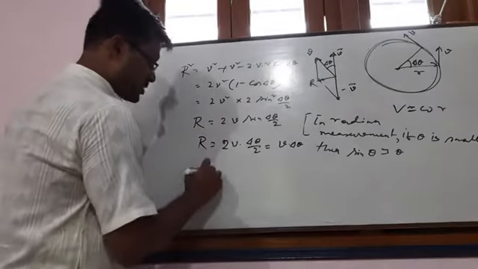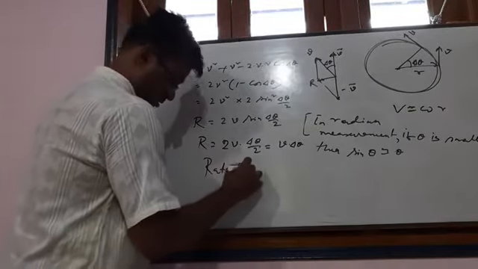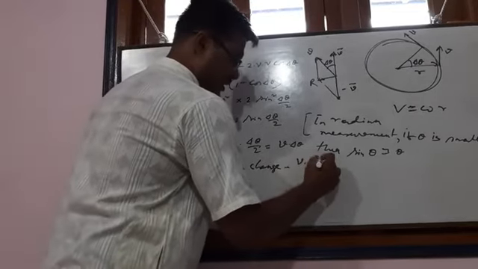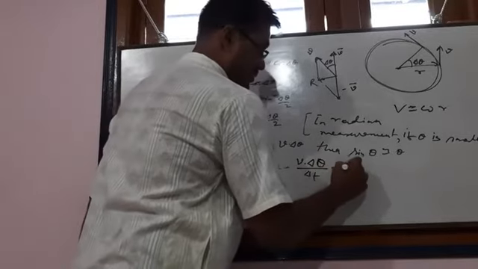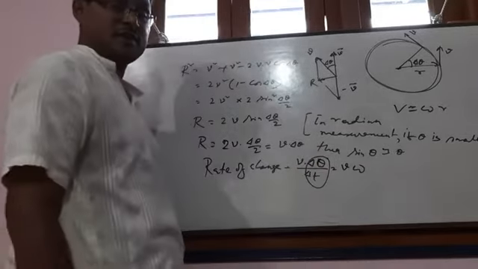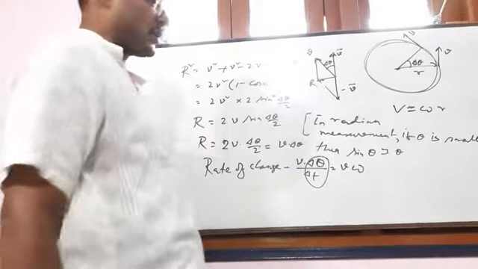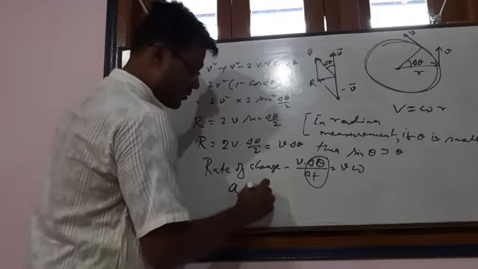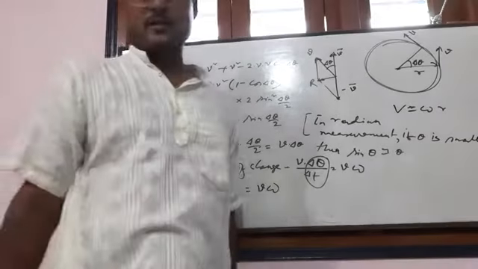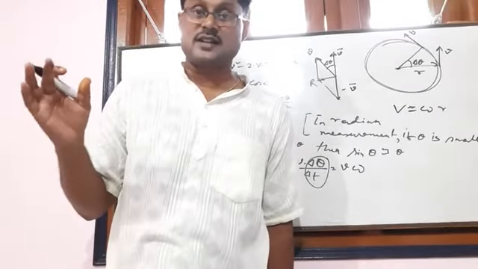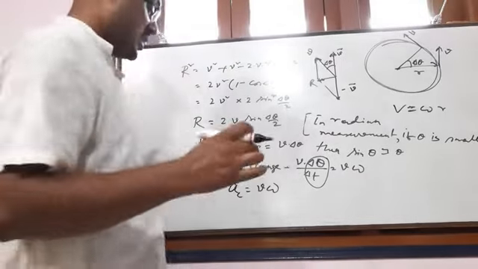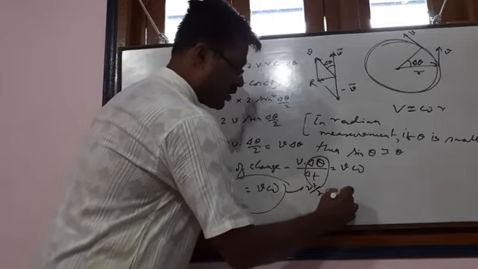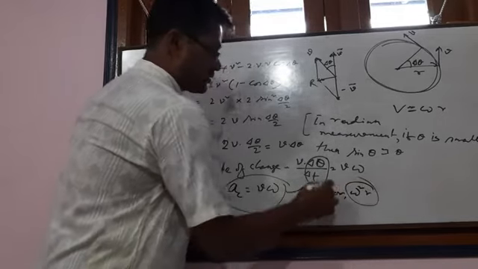Now what is the rate of change? Rate of change equal to v into delta theta by delta t, that is v into omega, because delta theta by delta t is omega. One more thing, which is very interesting: centripetal acceleration is the product of two velocities. One is linear velocity, another is angular velocity. Now you can modify this in this way, v square by r or omega square r.